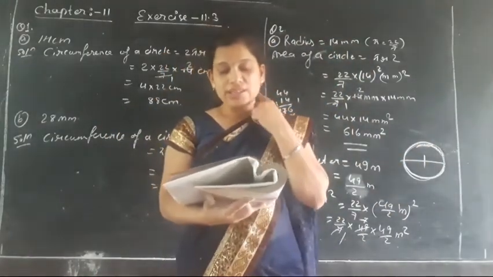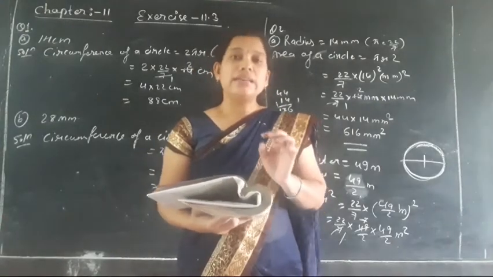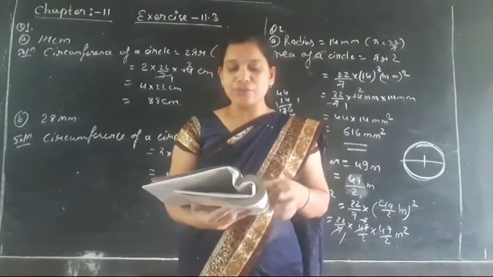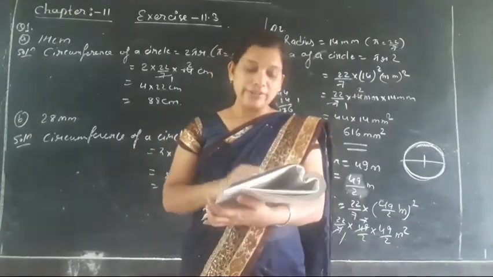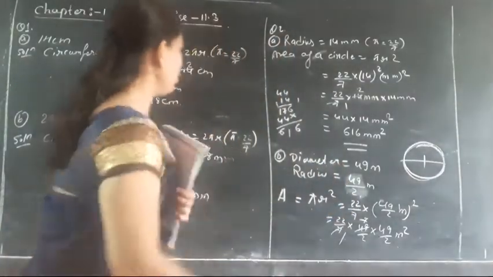Okay, so here the circumference value is given, 154 meter, and we have to find the radius with the help of the circumference of a circle value. Then we have to find the area of the sheet when the value of pi is given as 22/7. Clear to everyone? So look how to do.